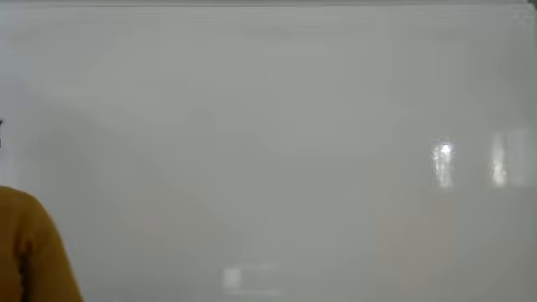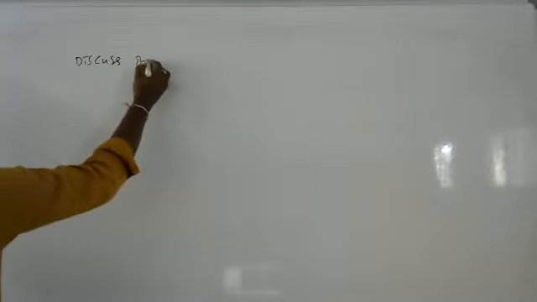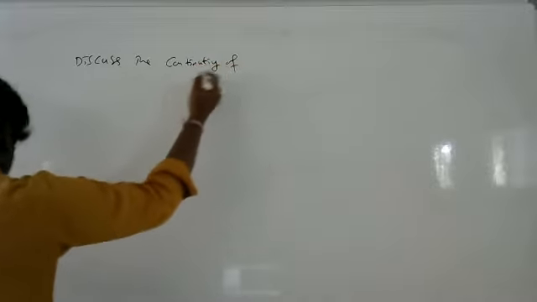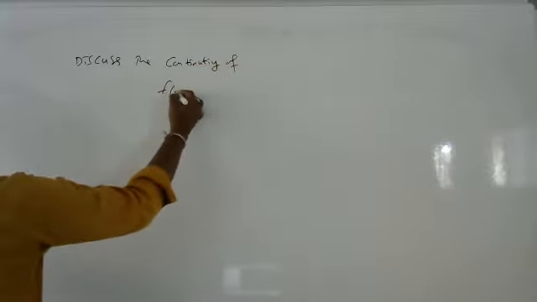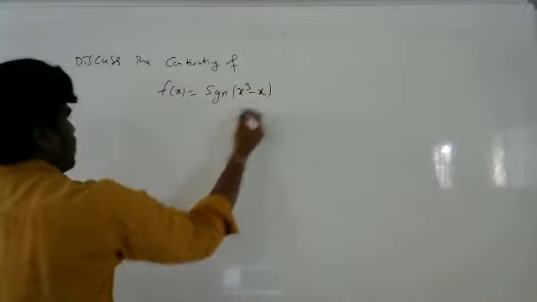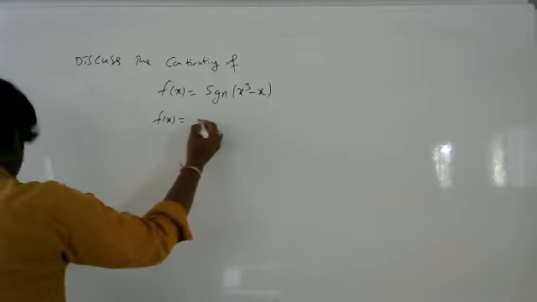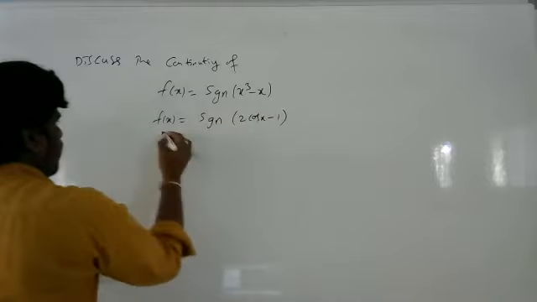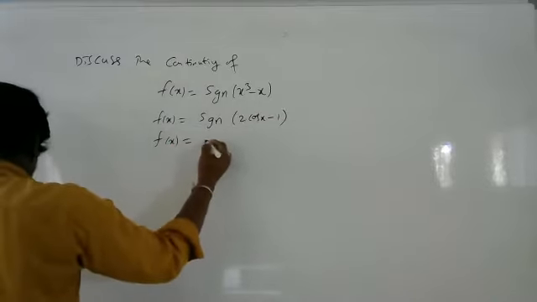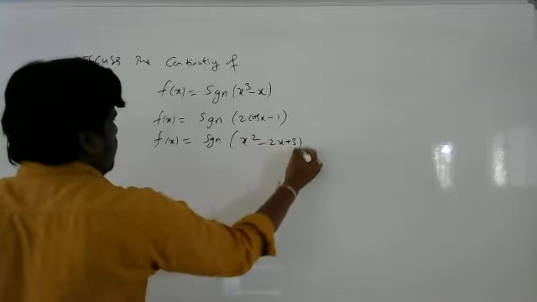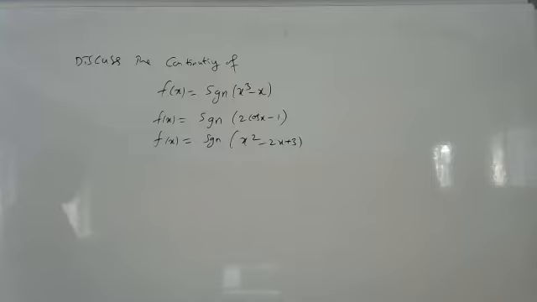So now discuss the continuity of f of x is equal to signum of x cube minus x. f of x is equal to signum of 2 cos x minus 1. f of x is equal to signum of x square minus 2x plus 3. We have to find the condition for discontinuity.